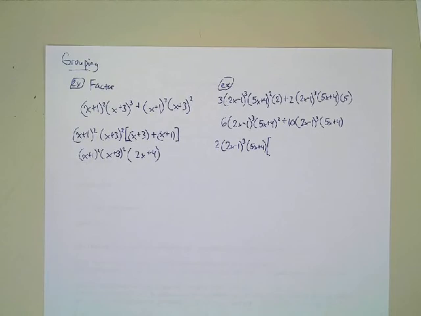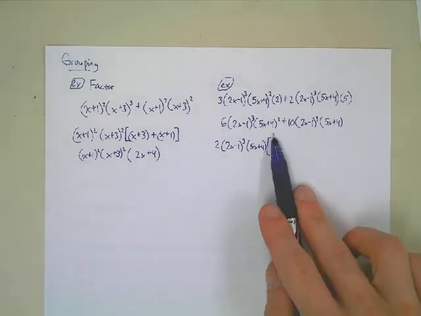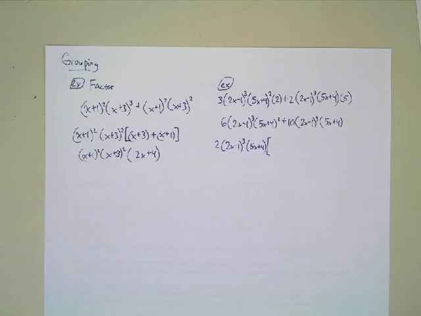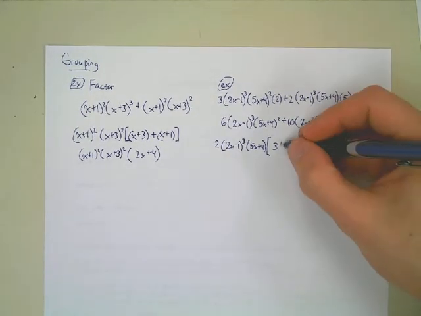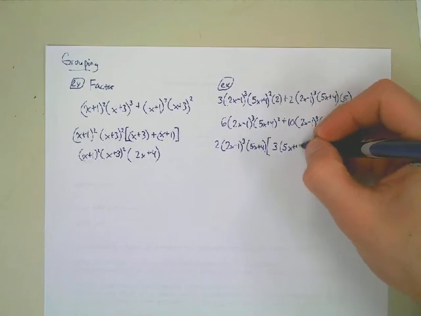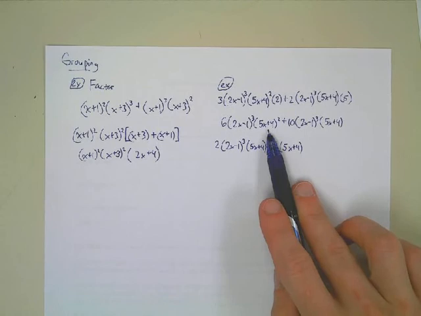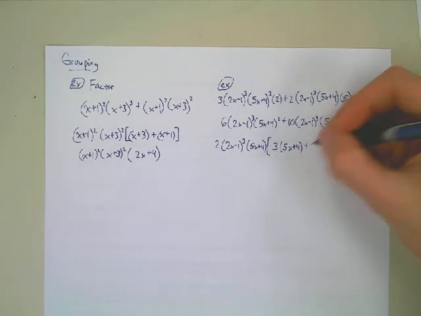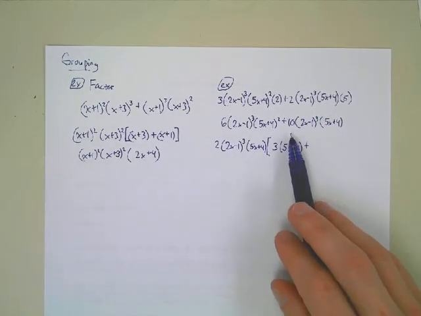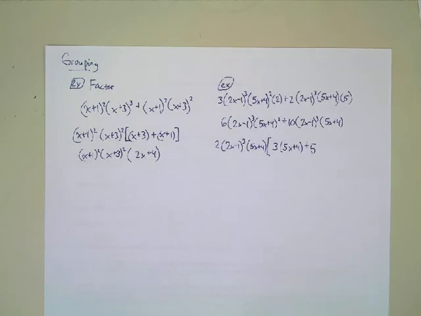So what's left over from that first term then? A 3, and anything else? 5x plus 4. So that's the leftovers there. And then plus, what's leftover from this second one? Leftover from the 10, a 5. Are there any leftovers from 2x minus 1? Nope. And the 5x plus 4? Nope. So there that is.